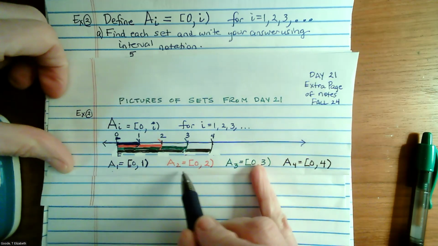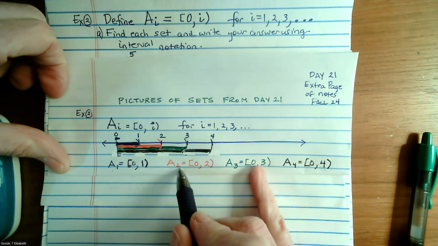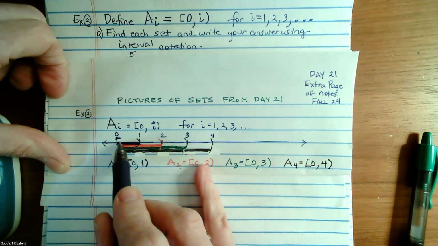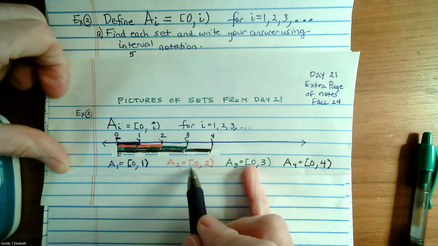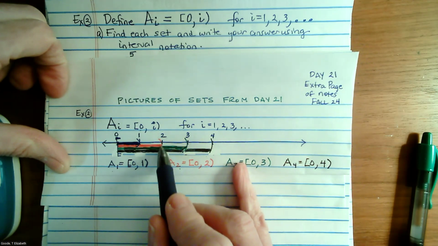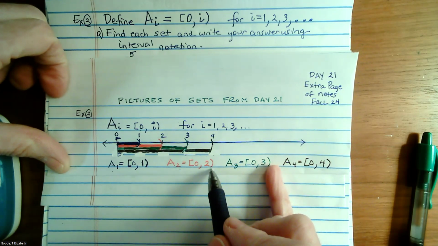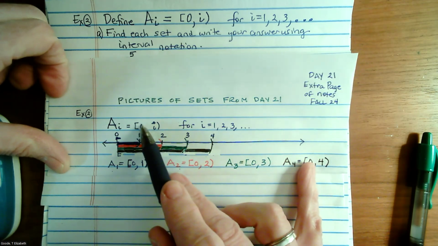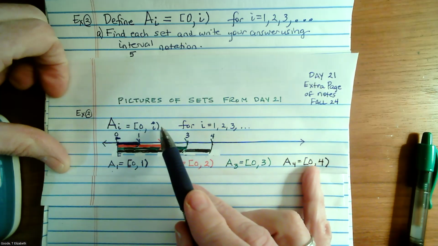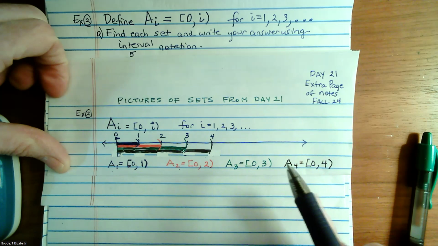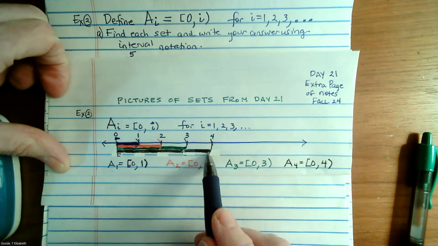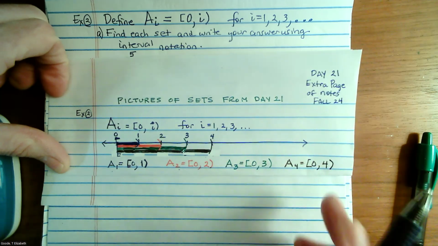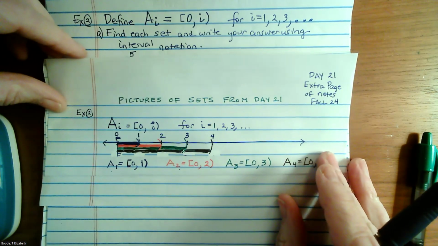Okay? A sub 2, well, I is 2. So we put 2 in for I. And it's this red region. We're including the 0 because it's a square bracket, but we're not including the 2. So we have a soft red parenthesis there for the 2. A sub 3, right? I is 3, so it's from 0, including the 0, up to, but not including 3. That's in green. So I've drawn 4 of them. So A sub 4 goes from 0 to 4, but doesn't include the 4. So a picture can really help as we start to try to think about this.